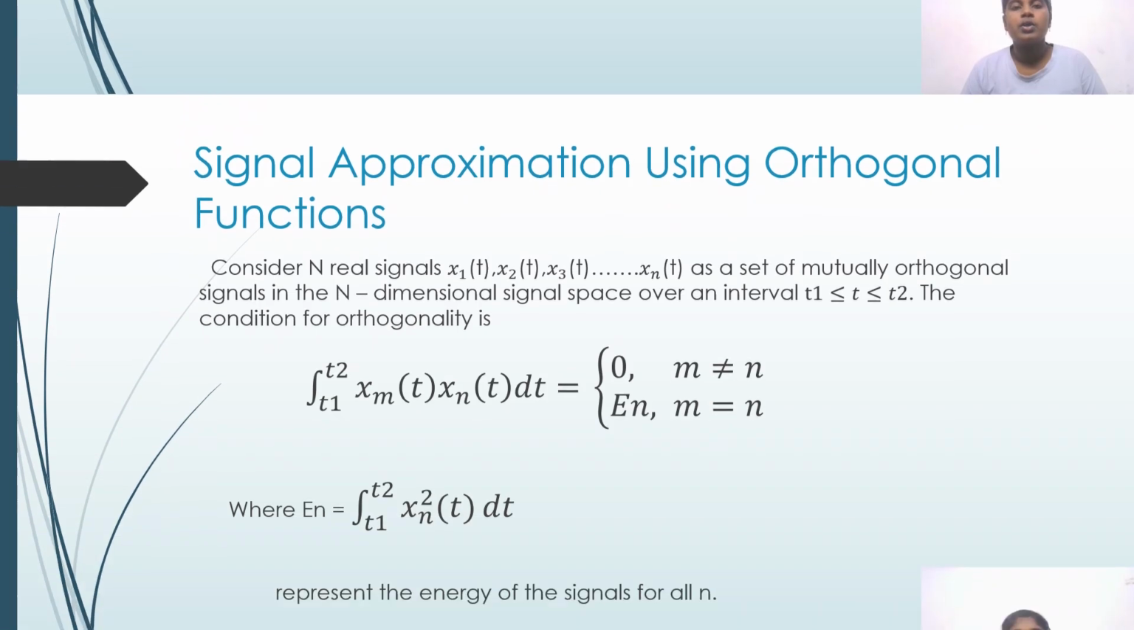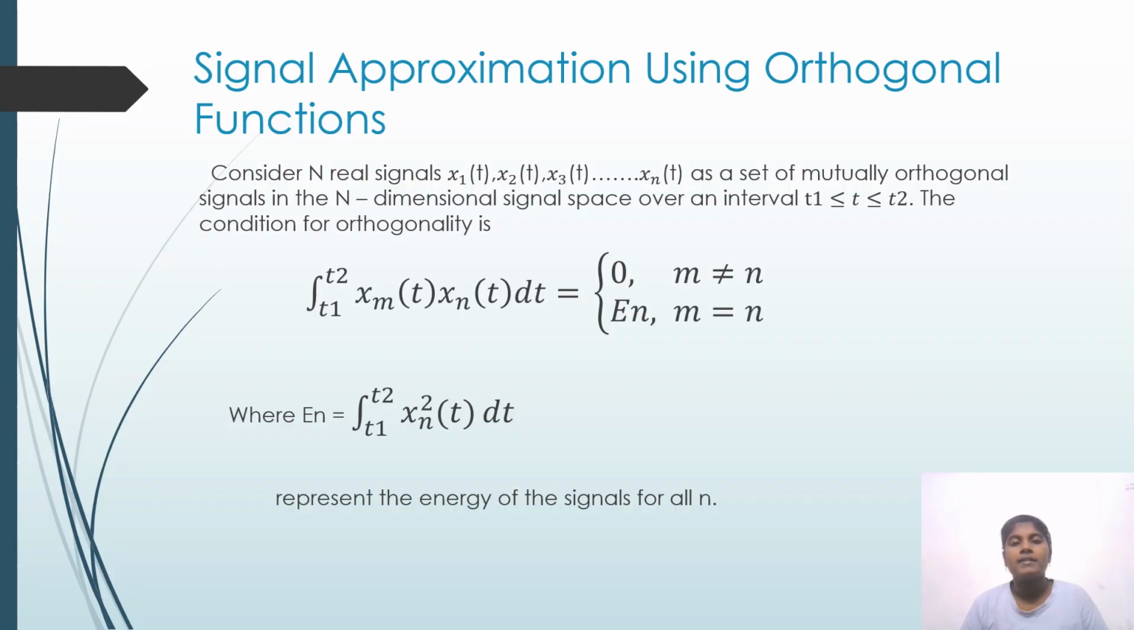First, what is signal approximation using orthogonal functions? Consider n real signals x1(t), x2(t), x3(t), and so on up to xn(t) as a set of mutually orthogonal signals in the n-dimensional signal space over an interval t1 ≤ t ≤ t2.